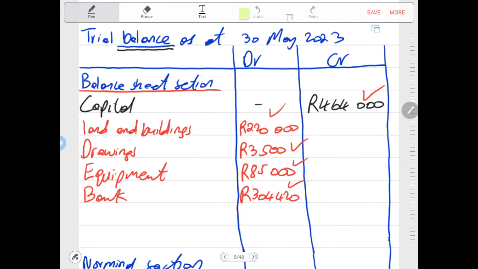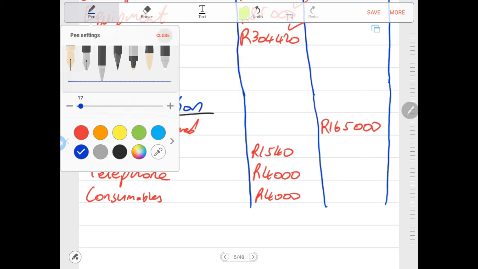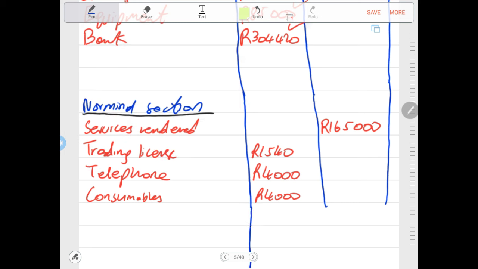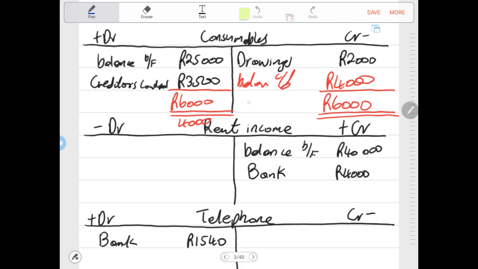So now the 4,000, consumables being expenses, will be recorded on the debit side. Consumables. The amount of 4,000 will be recorded on the debit side of the trial balance. Then after, we continue with our ledger accounts, we look for the next ledger account. We are done with the 4,000 for consumables.